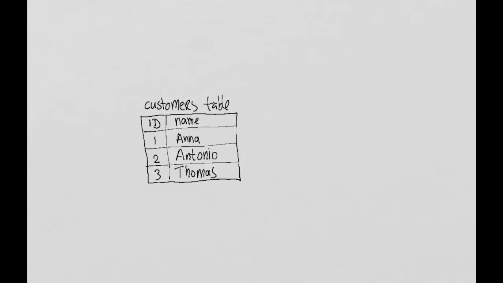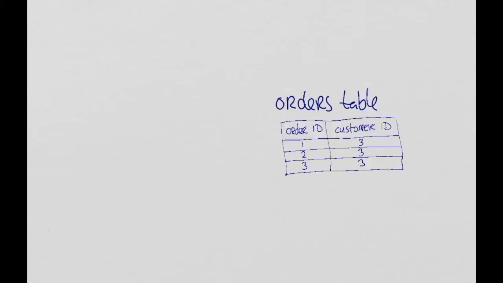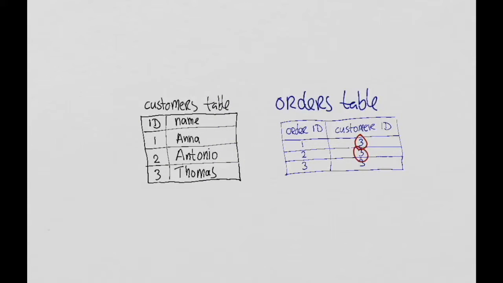row. Every table has a row with a unique ID. We call this the primary key. The unique ID of Thomas is 3. The table orders also has a unique ID for every order. It also has a customer ID. We call this the foreign key. In this example, we see that Thomas with ID number 3 has made 3 orders.